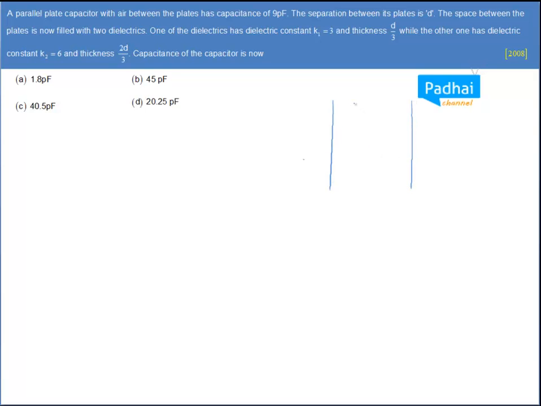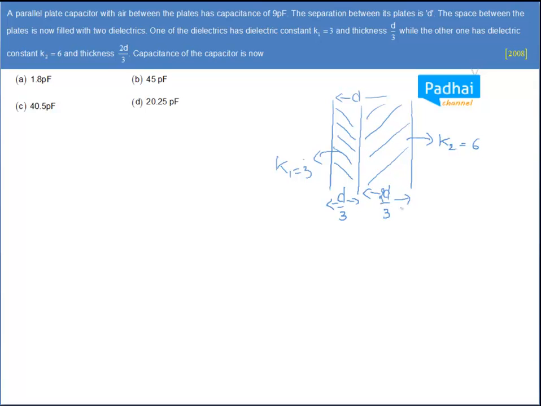This was basically the capacitor, right? Now it was having a thickness D, right? And thickness D by 3 is filled with a dielectric. This dielectric K1 is equal to 3 and this dielectric is K2 equal to 6. This is 2D by 3, right? So basically we can convert this into two capacitors which are joined in series, obviously, right?